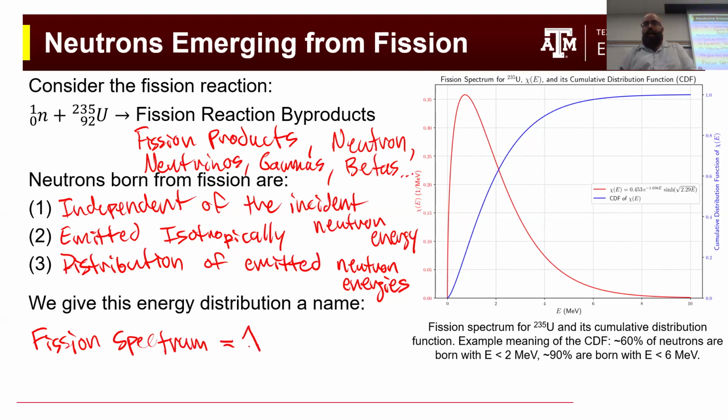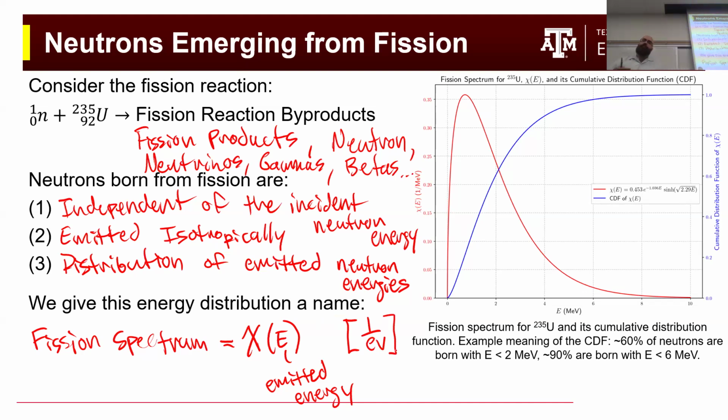We use the symbol chi for that fission spectrum, and it's a function of the energy of the neutron. This E is the emitted energy. And this is a probability distribution function, so it has units of inverse energy, like 1 over electron volts, or 1 over mega electron volts, or 1 over joules.